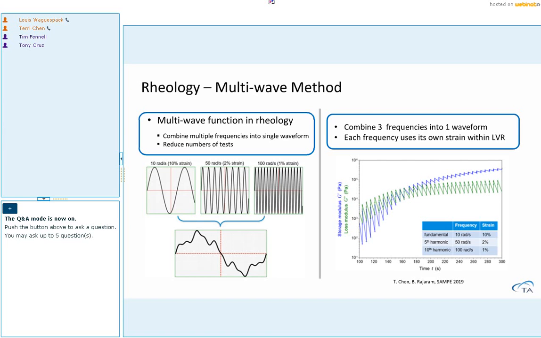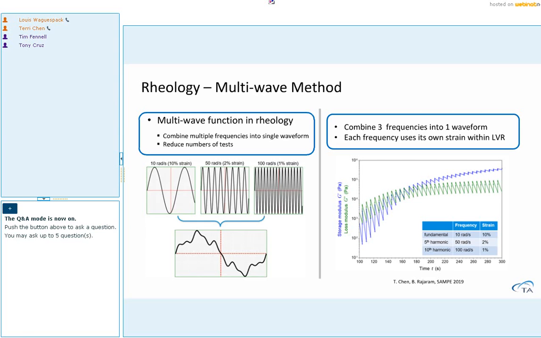This multi-wave function allows combining multiple frequency waveforms into one single waveform. So this is just like combining 3 separate frequency tests into one single test. The figure on the right side shows demonstration data of combining 3 test frequencies at 10, 50, and 100 radians per second, all into one single waveform, and then also into one single test. The total measurement time will be controlled by the fundamental, which is the lowest test frequency. Each frequency can also use its own strain amplitude, so that the total measurement amplitude will not go over the linear viscoelastic region of your sample.